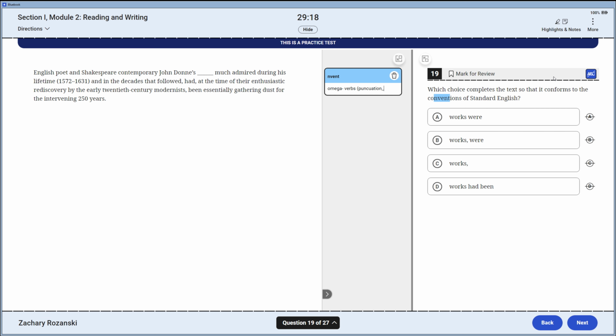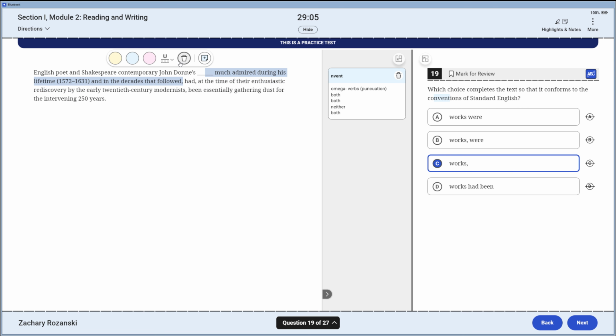So I know it's going to pop some sort of neither forming the clause question, but we can do it anyway and find a both, find a neither, find a both. I'm going to bias this guy, go looking to read over bridges. Much admired during his time. Past participle. This bridge is acceptable. English poet and Shakespeare contemporary John Donne's works. Sorry, got to plug that in. Works had another bridge here. We got a double bridge situation going on here, and I know that I've got my answer.